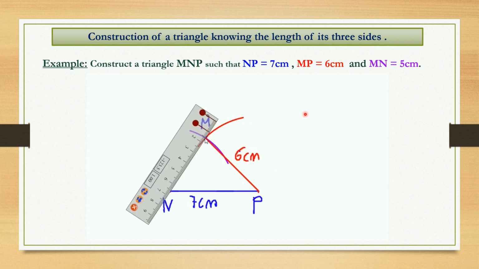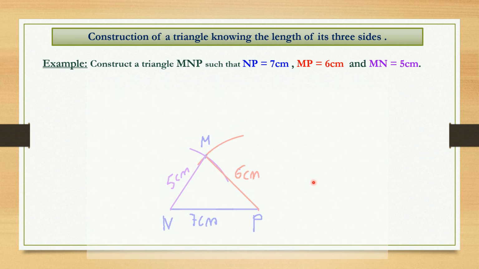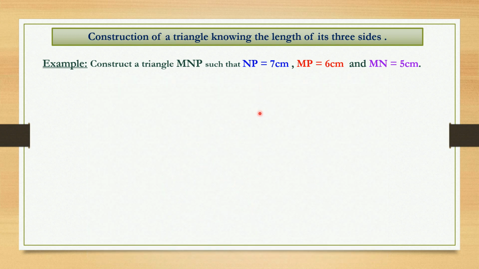of radius 6 centimeters. Then I join the points M and N, and MN will be exactly equal to 5 centimeters, because MN is in fact a radius of this second arc of center N and radius 5 centimeters. And I obtain this triangle MNP such that NP equals 7 centimeters, MP equals 6 centimeters, and MN equals 5 centimeters. Now let's redo these steps again.